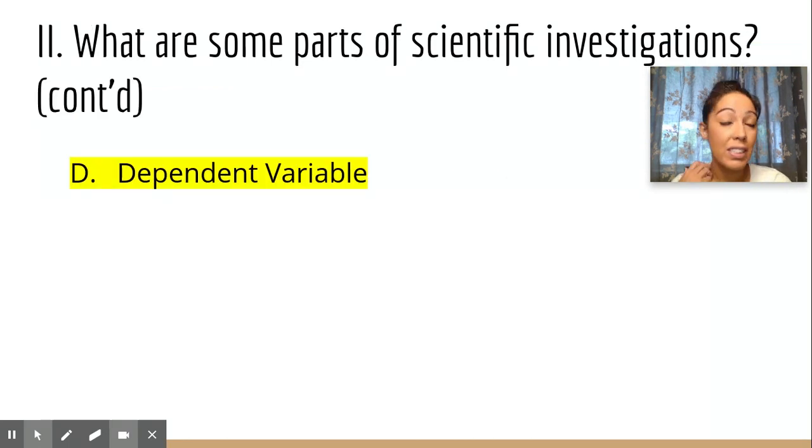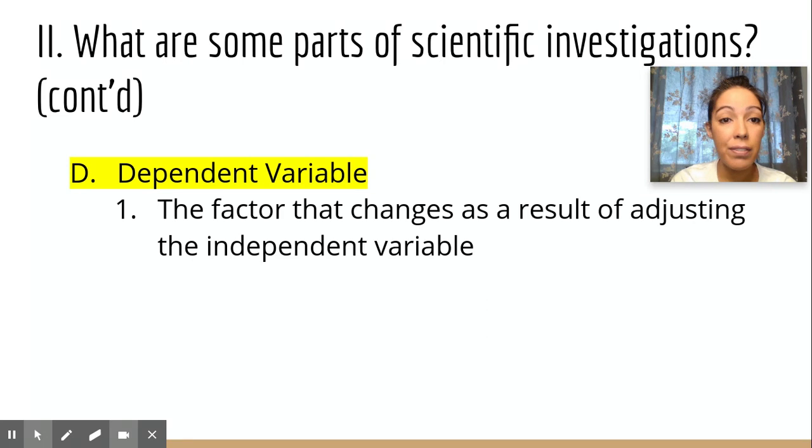Another part of a scientific investigation is your dependent variable. I like to remember it as dependent gives you data. The dependent variable is the factor that you measure. This is a little bit wordy on the slide here. It says the factor that changes as a result of adjusting the independent variable. This is the factor that you're measuring. This is where you're getting your data.